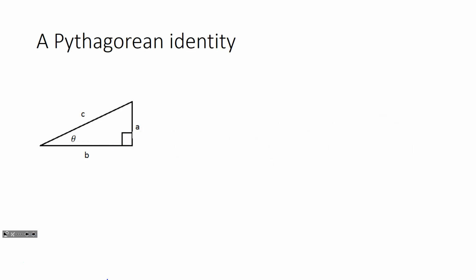Here I'm going to demonstrate for you how we can get a Pythagorean identity. A Pythagorean identity is an identity that comes as a consequence of the Pythagorean theorem. So if we look at this triangle here where our legs are a and b and our hypotenuse is c, we know that a squared plus b squared is c squared. That is the Pythagorean theorem.